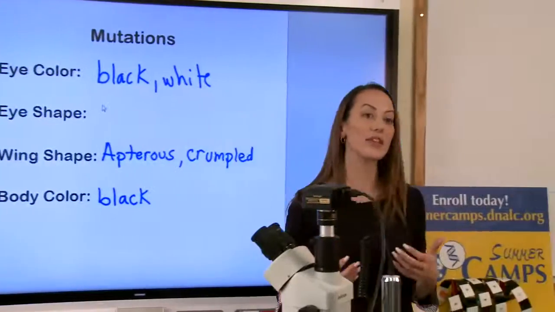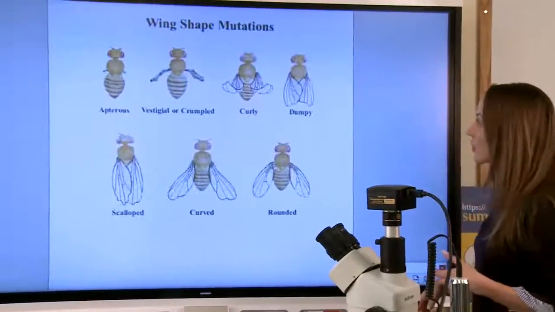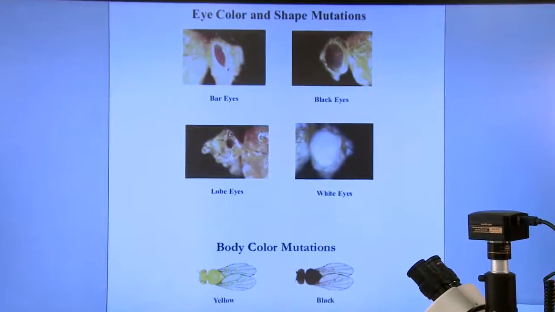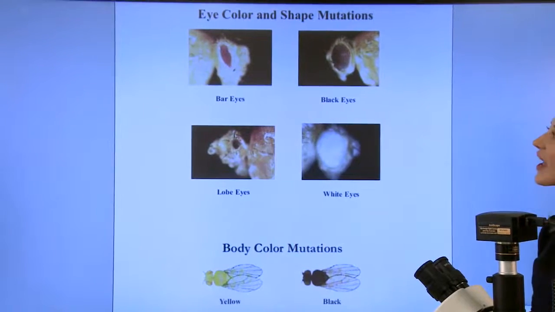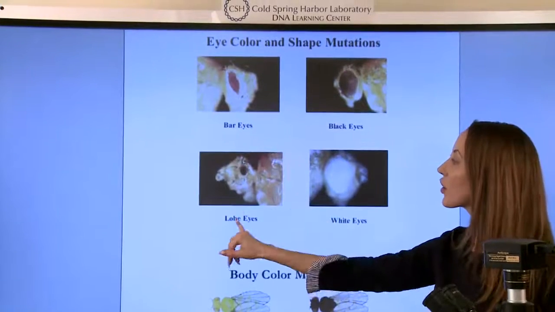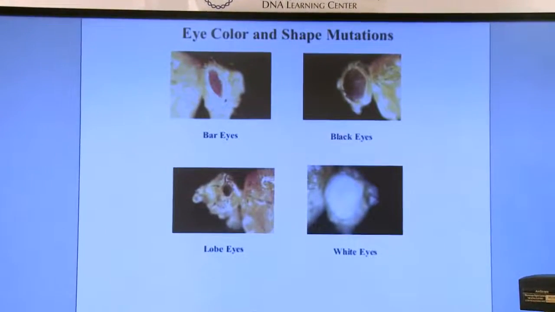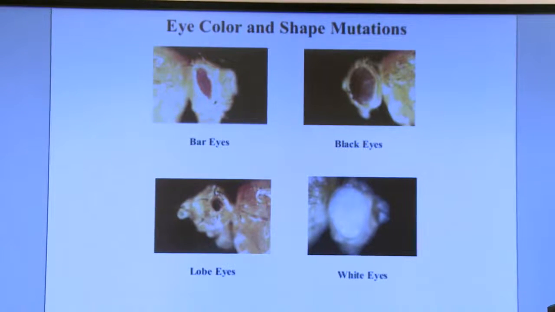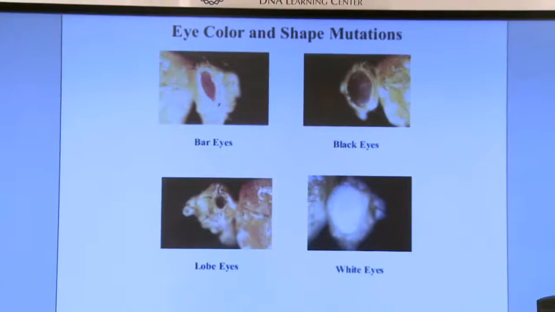Now let's take a look at some of the things that maybe we didn't see under the microscope. So we see all of these different options with the wings, but with the eyes, something that can be tricky for us to find is bar eyes and lobe eyes. As you can see, they're much smaller than the typical eye of a fruit fly. And then we also have the two different colors, which we luckily got to observe under the microscope.